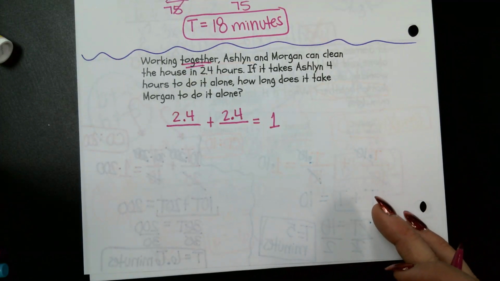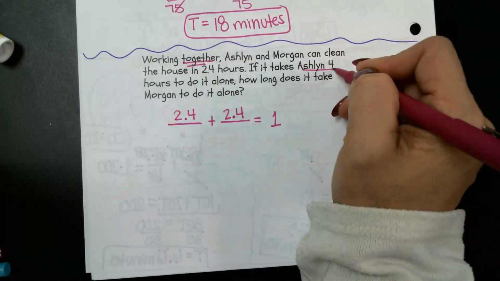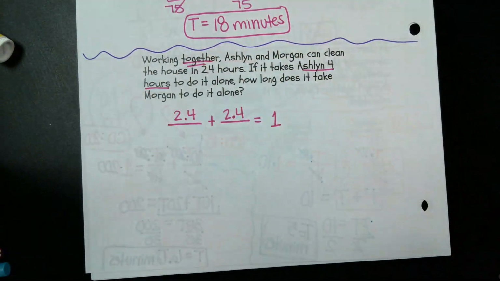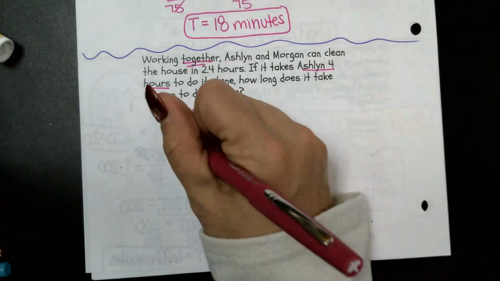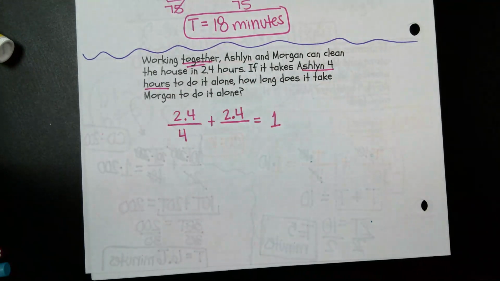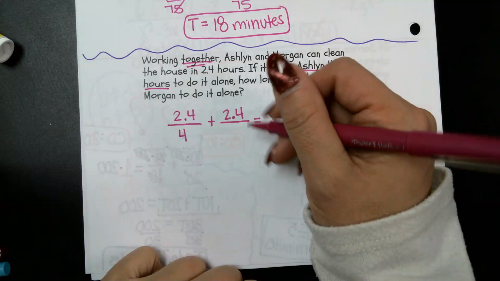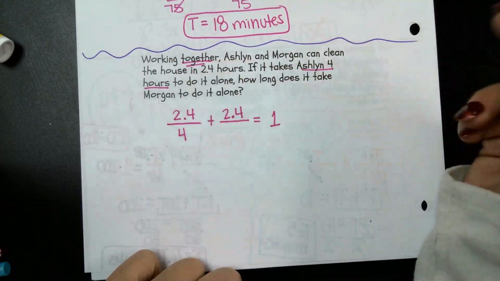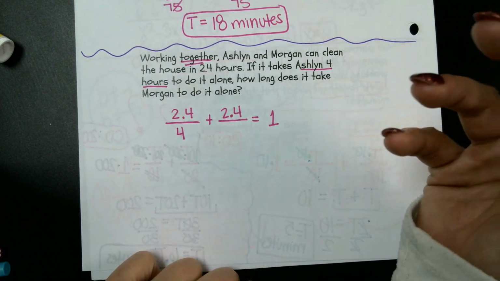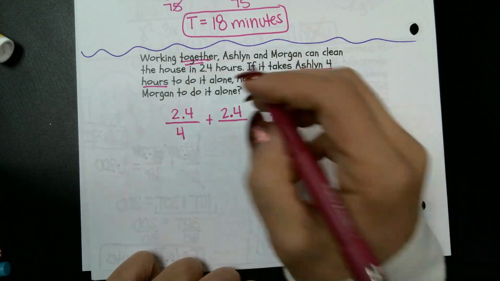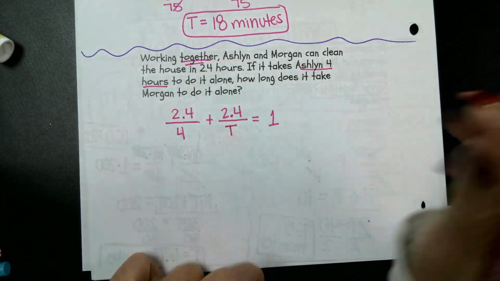Then it goes on to say, Ashlyn takes 4 hours by herself. Does it matter which fraction I put the 4 under? No, it doesn't really matter. I'm going to put it on the first one. Then they want to know how long is it going to take Morgan by herself. Whatever letter you want to use, I always use T for time, but you could use M for Morgan just to keep it straight. It doesn't really matter. I'm going to use a T.